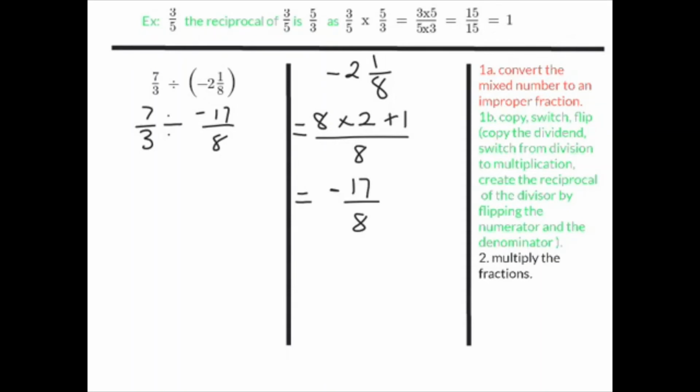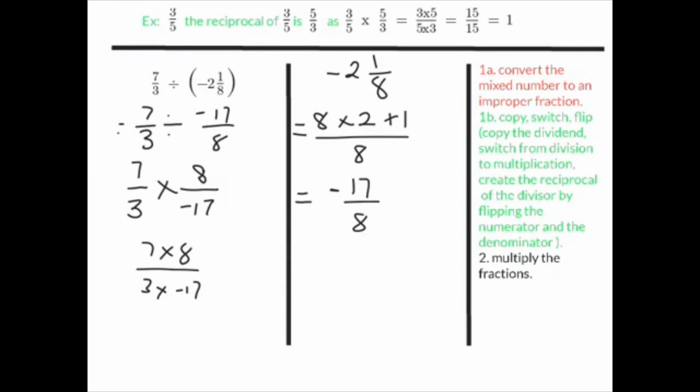So what I'm going to do is copy the first fraction, the 7/3. I'm going to switch from division to multiplication, and then I'm going to flip the divisor, or the second fraction. So what was on the bottom is now on top, and what was on the top is now on the bottom. And now we can go about multiplying these two fractions together, and I have a video for that which I'll link to in the description as well. And so we can see that that is 7 times 8 over 3 times -17.